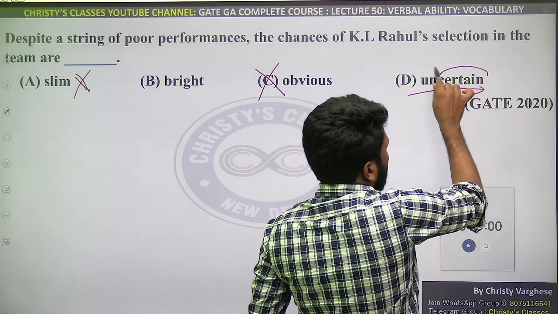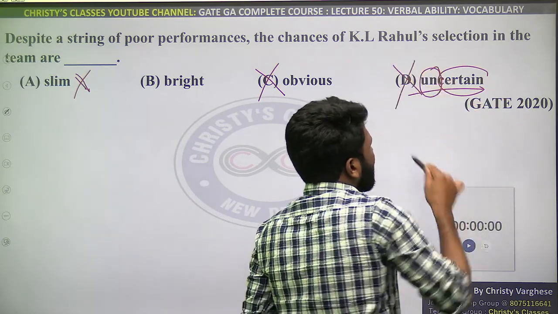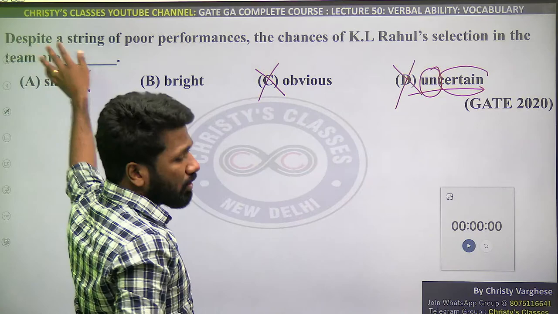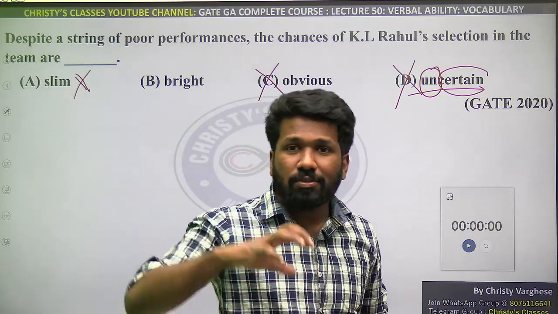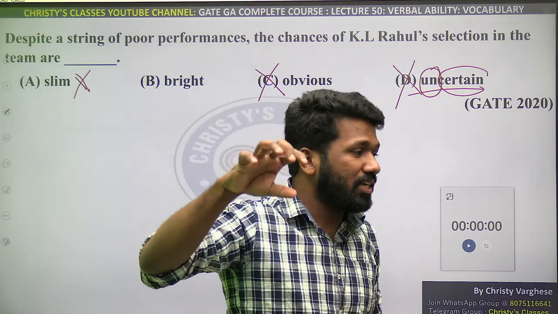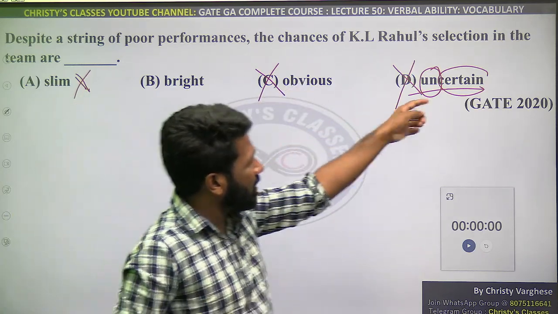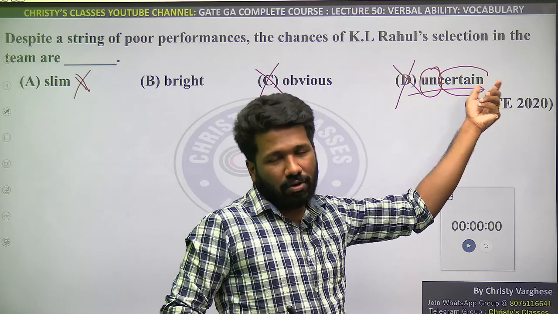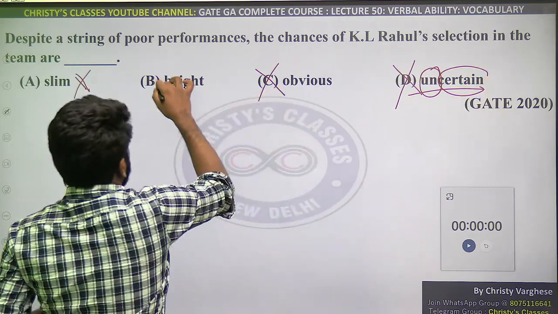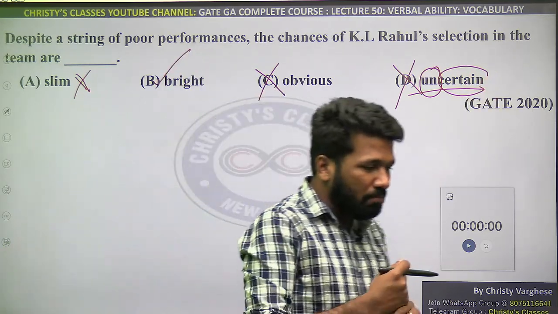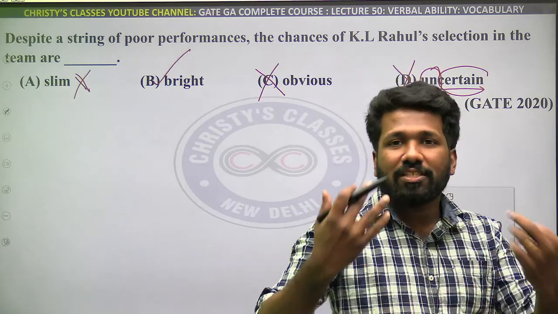Uncertain, certain prefixed with un, so uncertain. That is not what the context says. Phir bhi uska selection ka chances zyada hai. That is what we want to say. So it is not uncertain. Certain hai to sahi hai, okay hai. So bright is correct. Bright future, bright chance. That means more chances there.